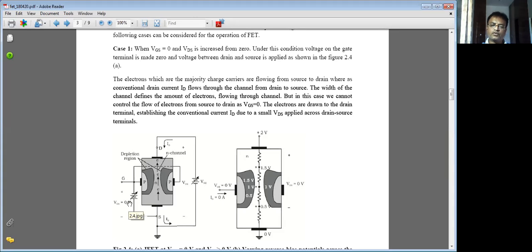Here is a voltage source which is VGS equal to 0. One more voltage source you can see here is VDS, the voltage source connected between the drain and the source. We need some voltage. VDS is increased from 0. Some positive voltage is applied. So here VDS is the voltage between drain and source, and VGS is equal to 0.